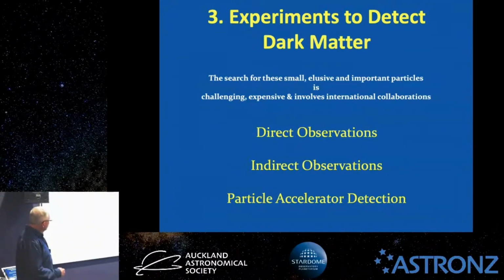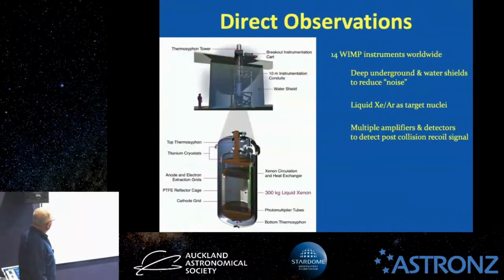There's different ways you can do it. In particular, referring to this whole scene is through direct observing, trying to find the particles. You can also try to find them indirectly, which we'll talk about, and we'll talk a little bit about what you can do with particle accelerators. So these big detectors, there's 14 worldwide so far that they've got. They dig them deep underground. Why? Is to reduce noise.